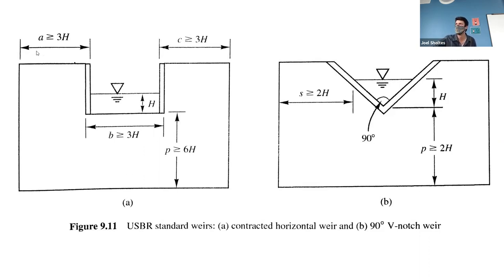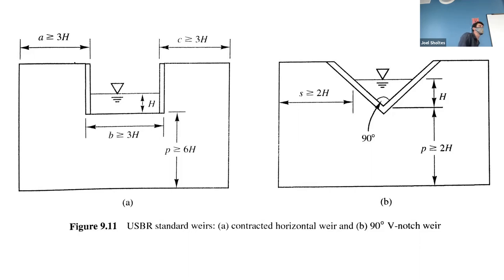If you design the weir such that this width is greater than 3 times the water height or the maximum water height, and then this height or the Z height is greater than 6 times the water height, then the standard equation applies. And there's a standard equation in your book and I'll give it to you later. Same for this triangular one. If you have a 90 degree V notch and you create it such that the distance between the water's edge at the greatest flow and the bank is greater than 2 times this flow depth, and same for the Z value here, this P, then the standard equation applies.